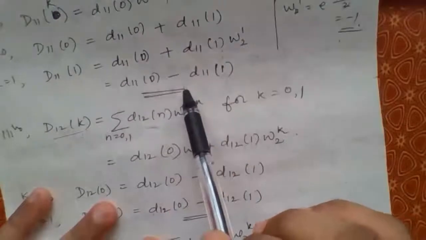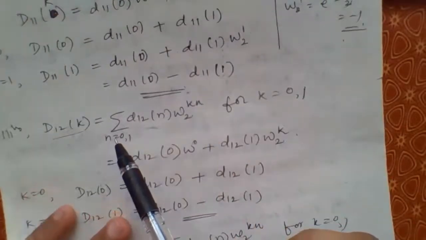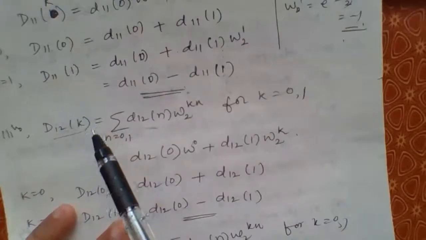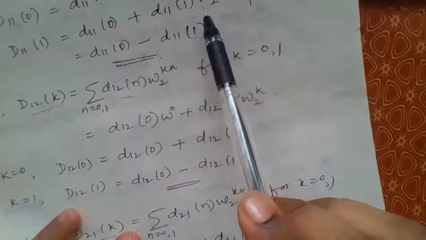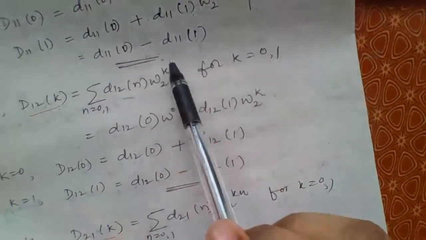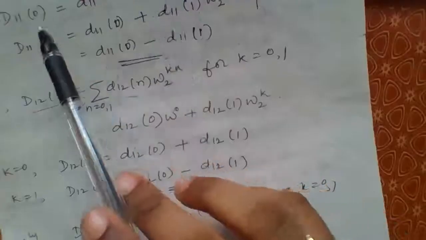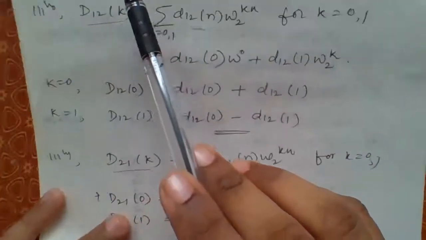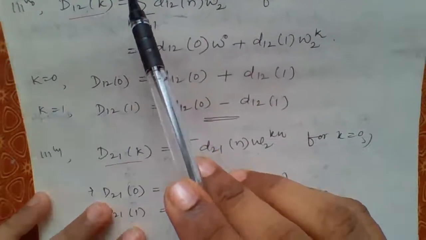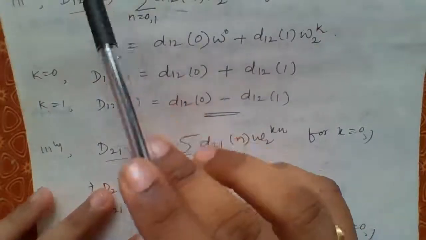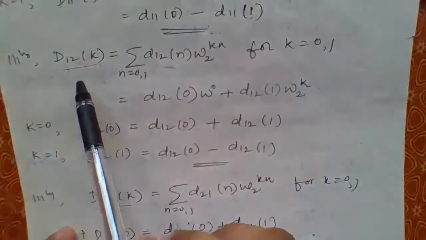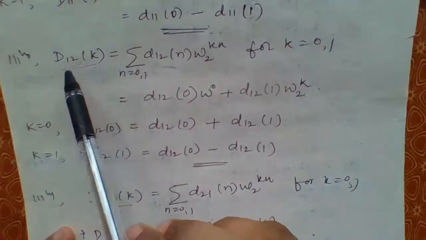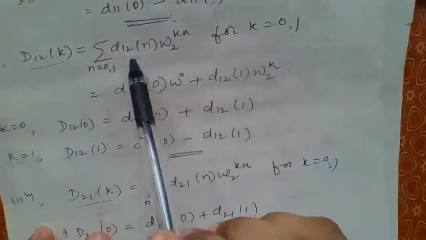Now recall the first stage. In the first stage there were 4 additions, 4 subtractions. In the second stage, 2 additions, 2 subtractions. In the third stage, 1 addition, 1 subtraction. Continuing with the same type, we will have to repeat it four times. First one will be D11 of K, second we will write for D12 of K. Again write its equation, summation of D12.